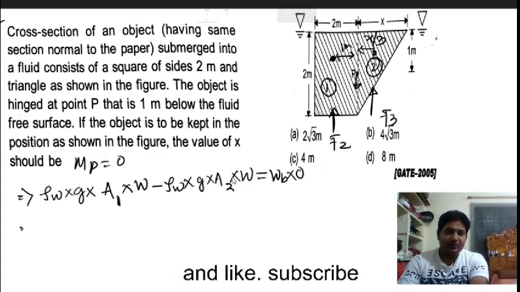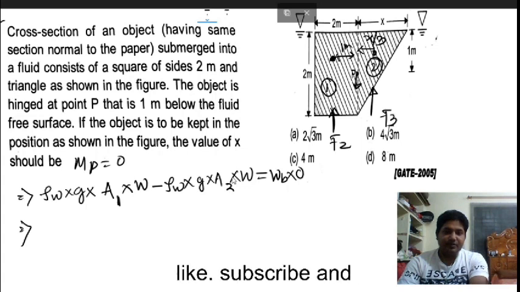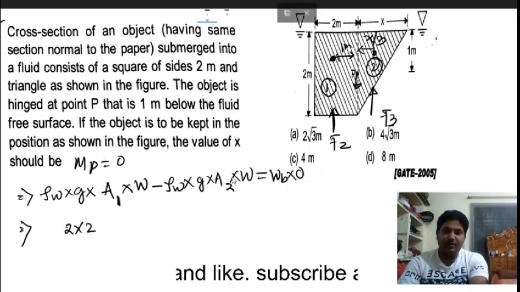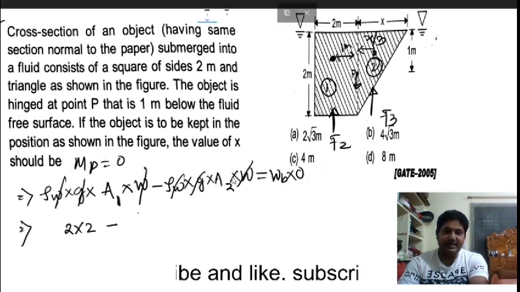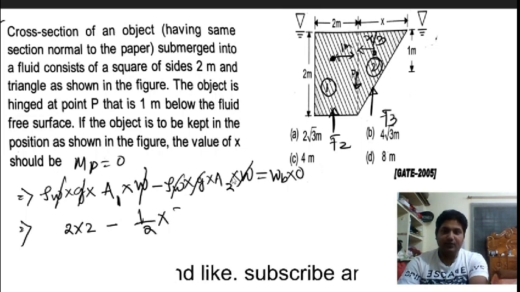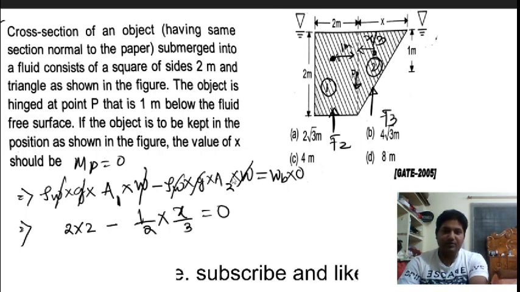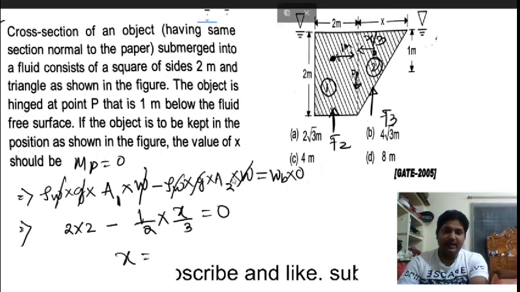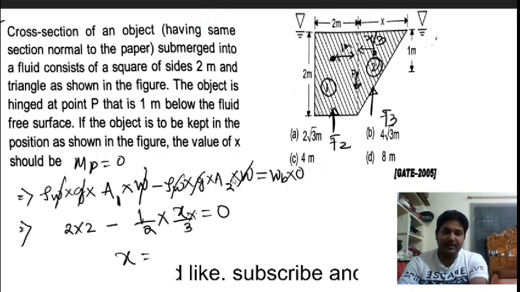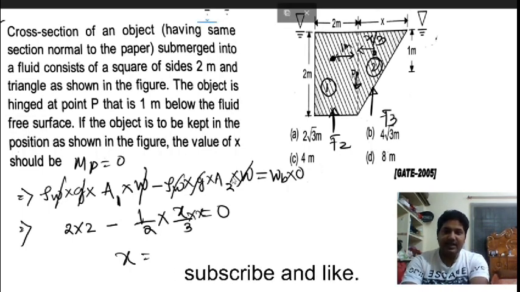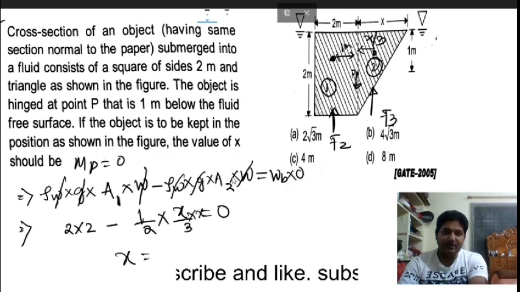Now you can see the area of the rectangular one is how much? Rho g and the width are gone. So this is 2 into 2, minus, rho g and width gone, A2 is how much? It is half into x, into x by 3, will be equal to 0. Because the area of the triangle is half into base into height, so half into x.